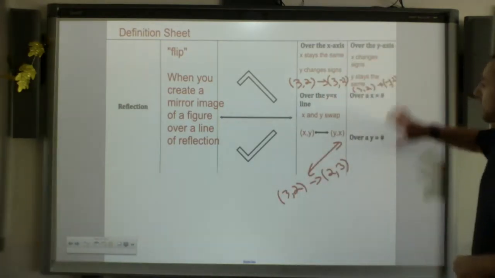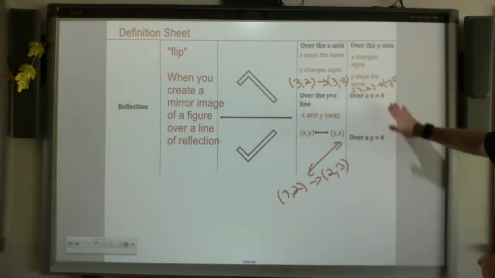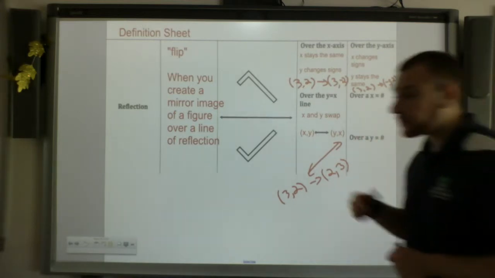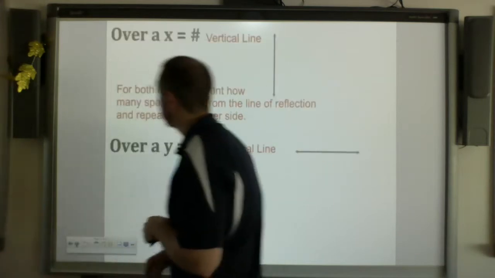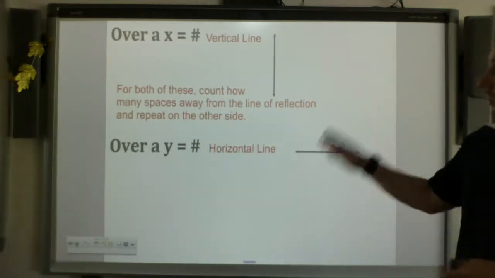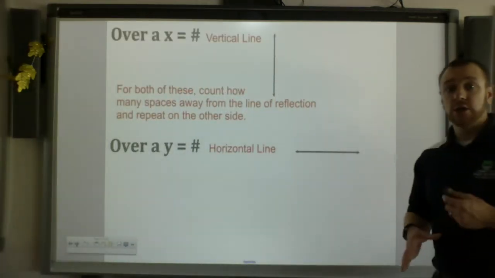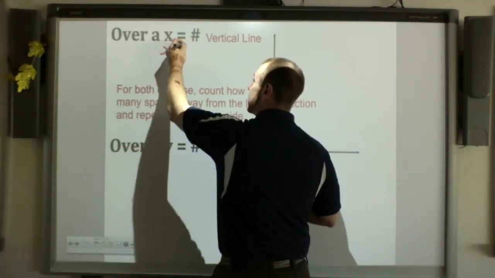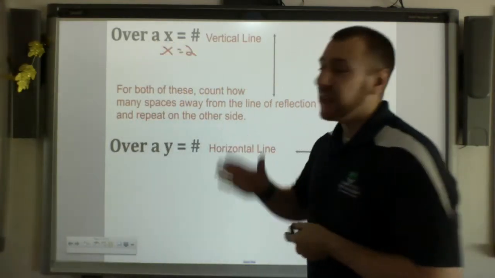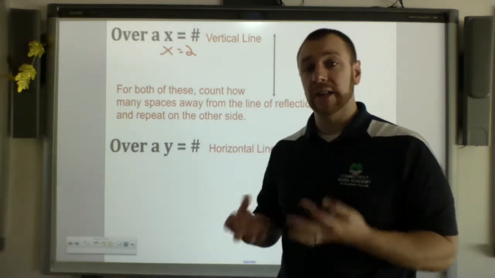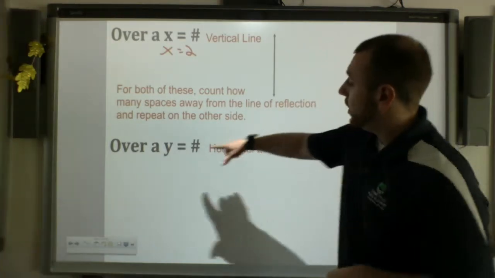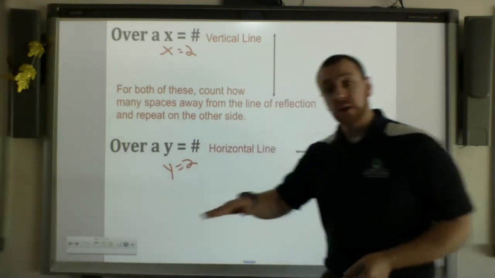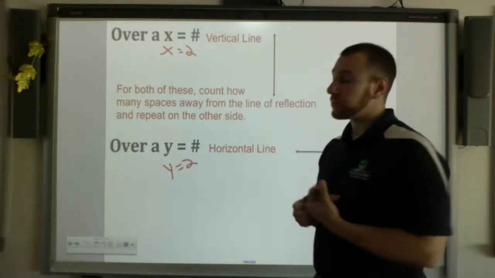The problem comes when I'm doing it over an x equals a number line or over a y equals a number line. Those are vertical lines or horizontal lines. So when I'm saying x equals a number, I'm saying like x equals 2. That means it's a vertical line at 2, whereas y equals 2 would be a horizontal line at 2.